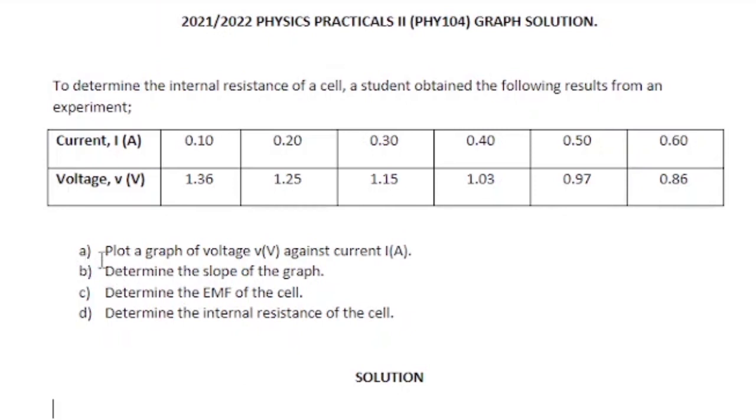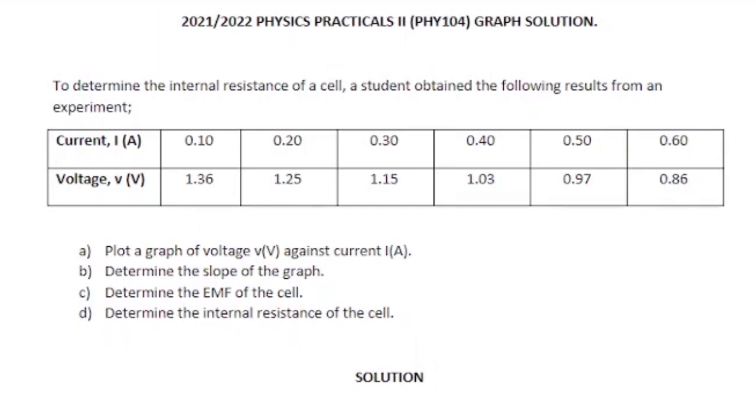So our first question, A, says plot a graph of voltage V against current I. So let's go to our graph sheet. If I look at my current, my minimum value of current is 0.1 amperes and my maximum current is 0.6 amperes. My minimum voltage is about 0.86, and my maximum voltage is 1.36. So you have to pick a suitable scale so that you can plot this properly.